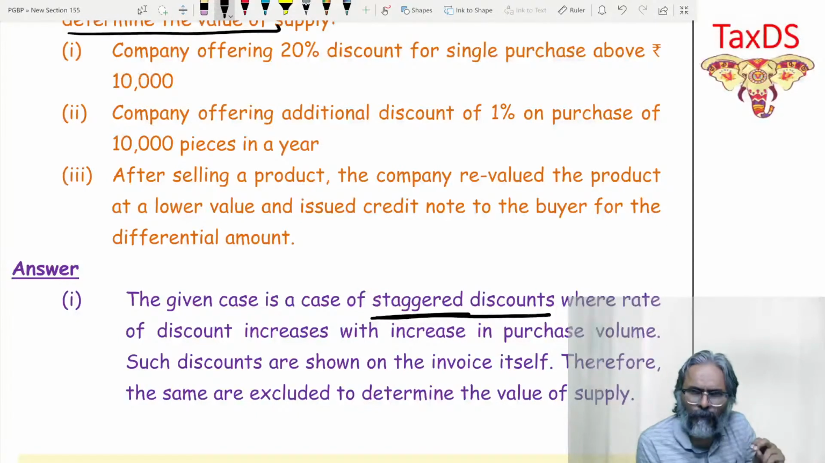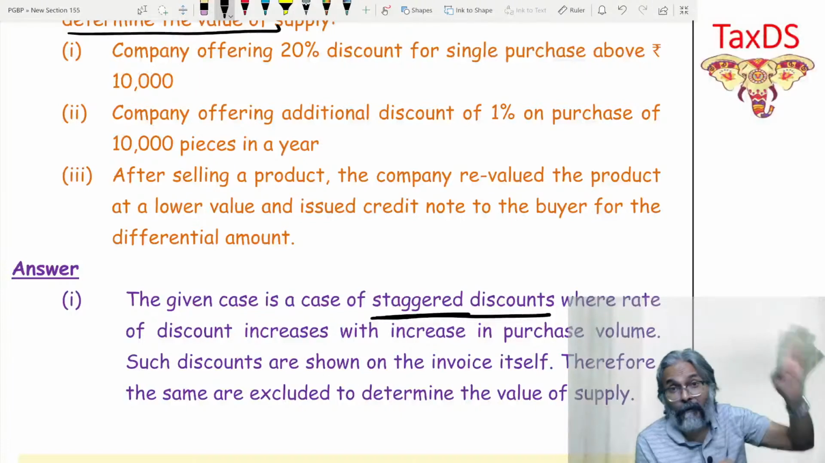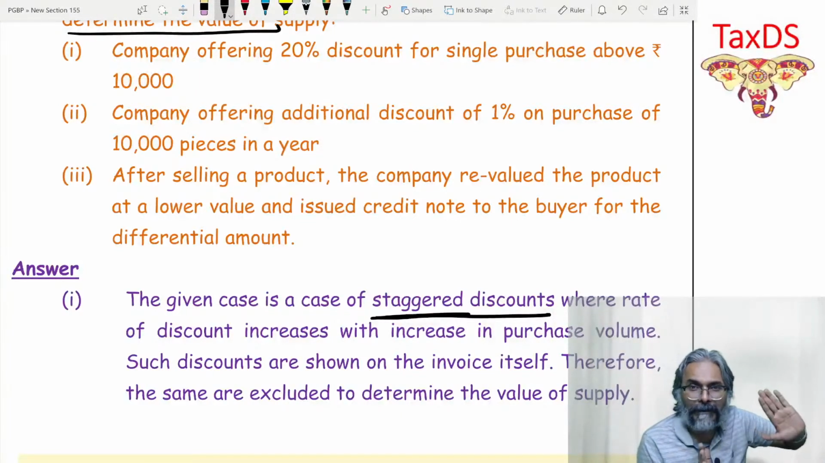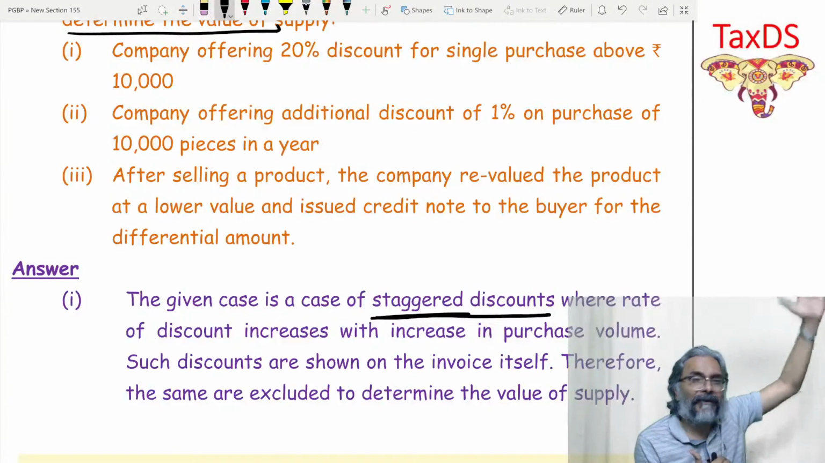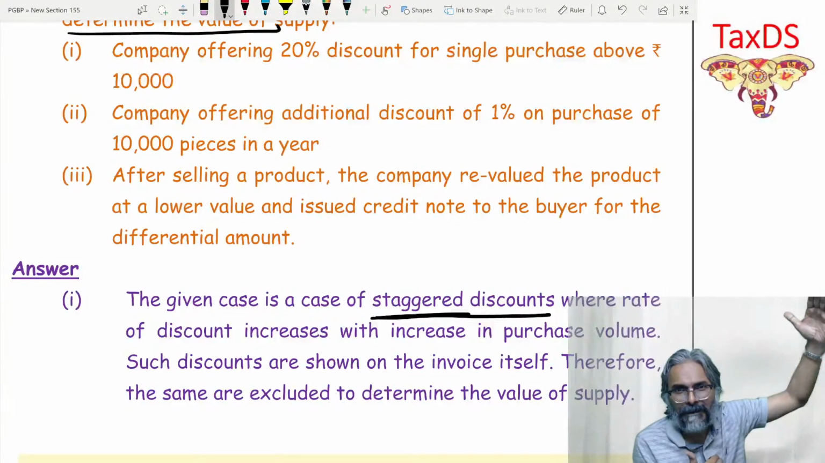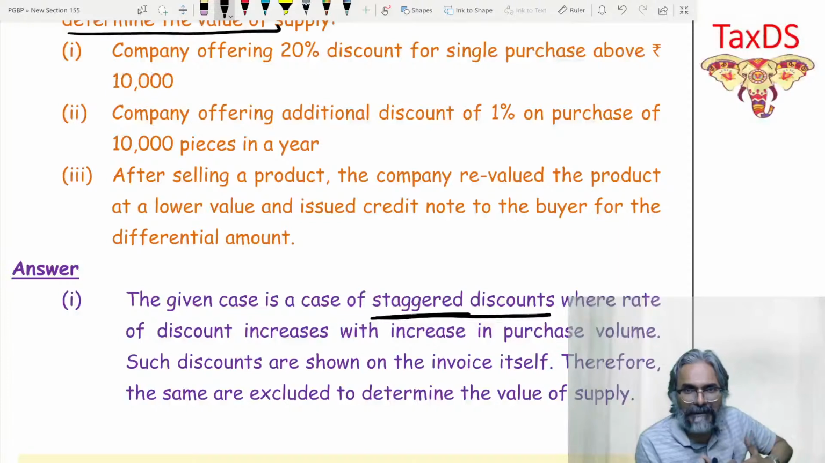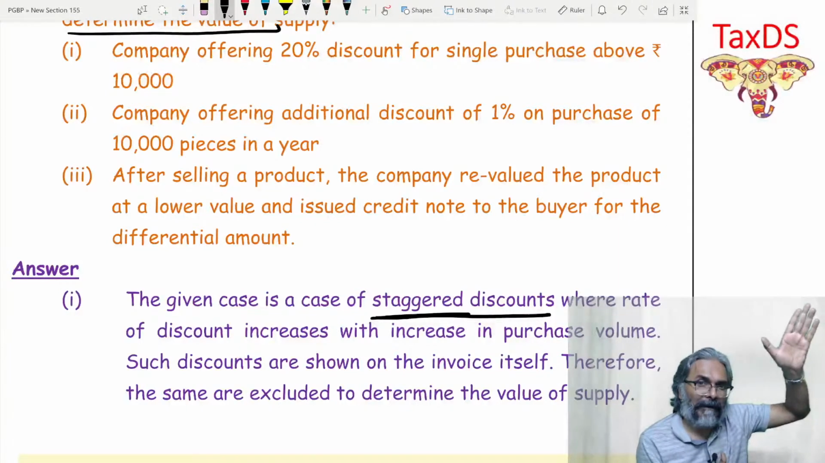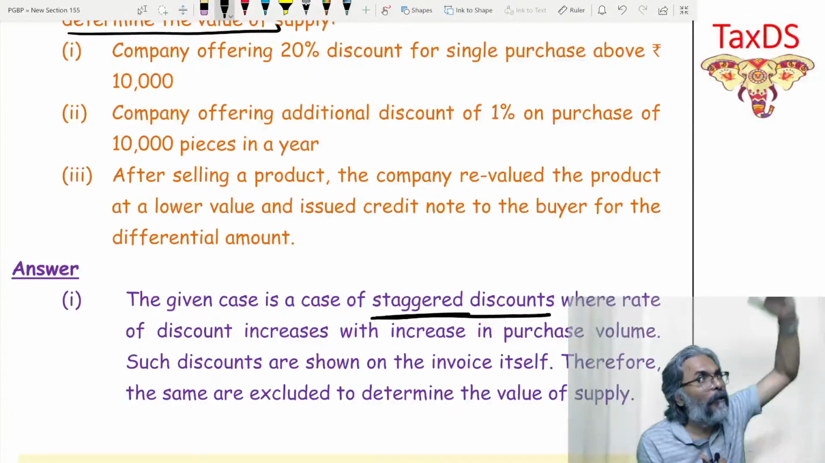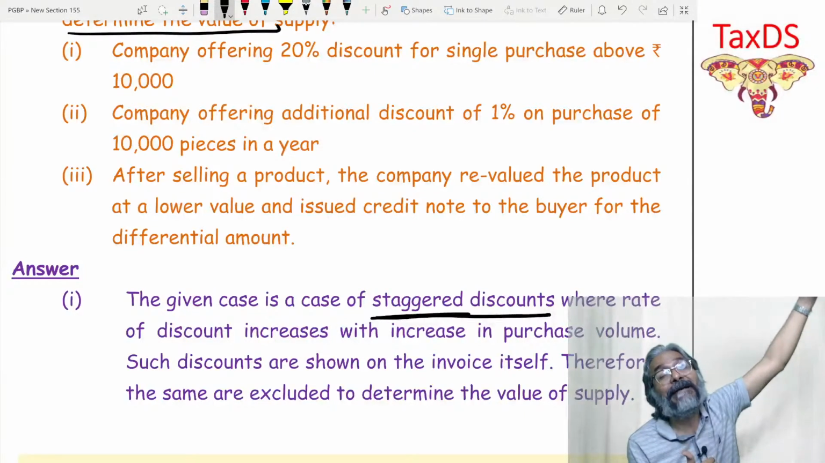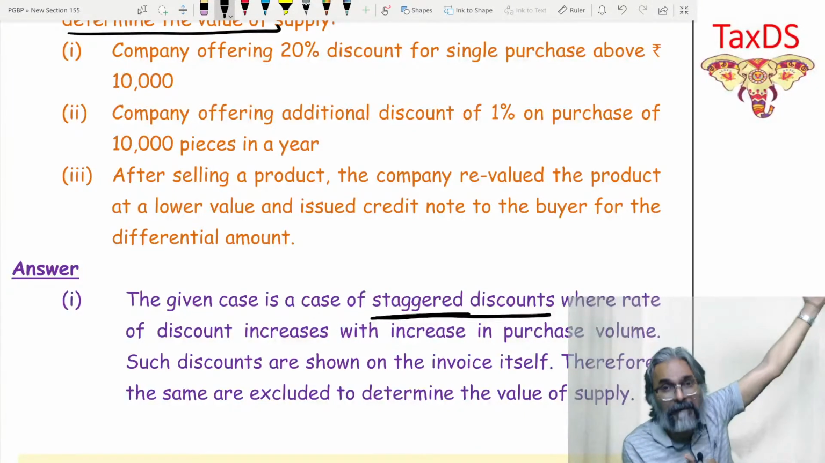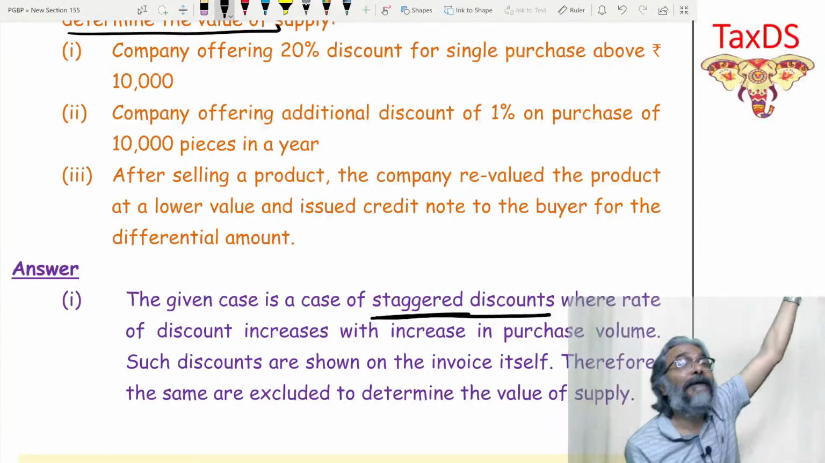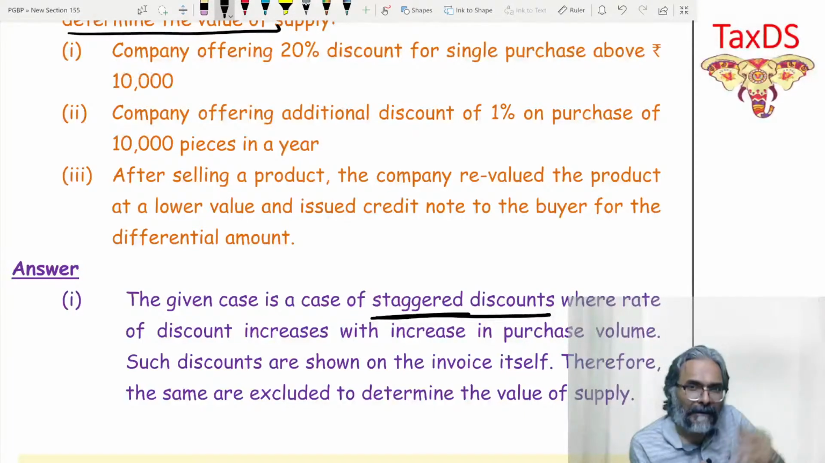Obviously, you will have to purchase in one go only. It's not that I will purchase 4, but I will purchase 4 in a year. No, it is not that. That is a year-end discount or a target discount. So this will be like a post supply. When it is spread over the year, that becomes a case of post supply, because then you have to see whether you meet that threshold or not over a period of time. So that is a year-end discount or the target discount.